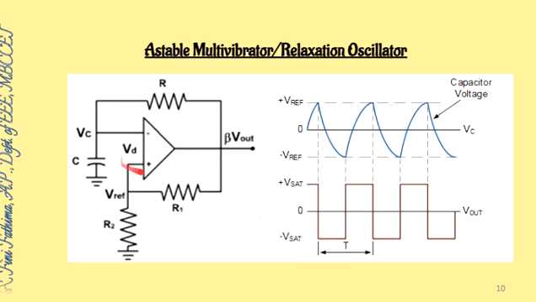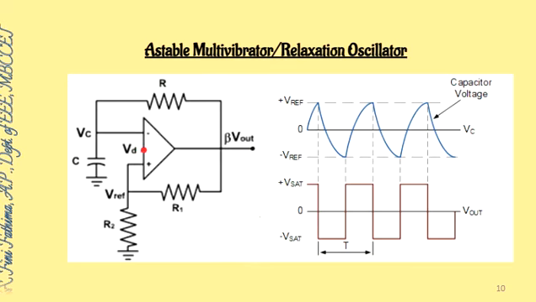differential input voltage here. This works as if a positive feedback. I'm giving positive feedback here. This works as if a comparator. So it compares the voltage at the inverting and non-inverting terminals, and depending upon the differential input voltage VID, we are getting the output. The output usually switches in between the positive saturation and the negative saturation.